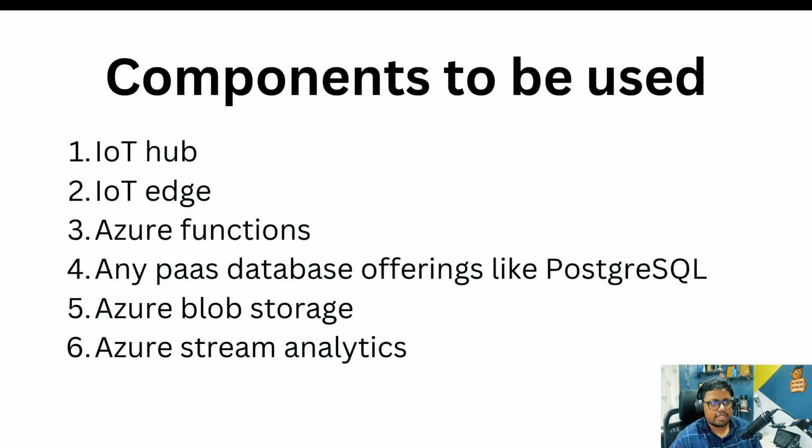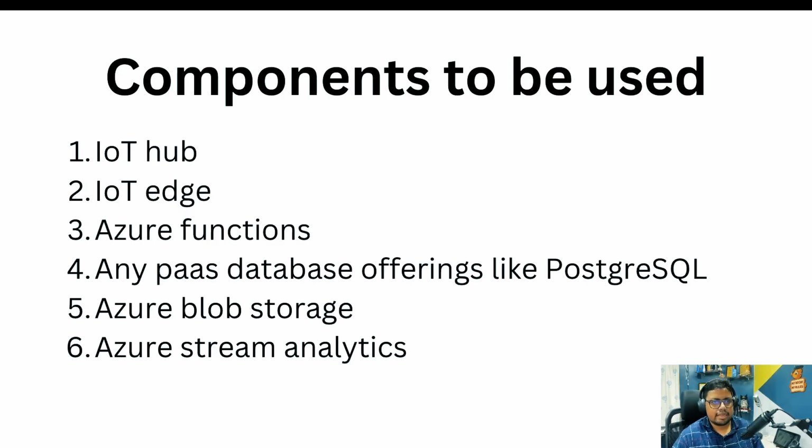The third part is Azure Functions. These are like microservices or blocks of code that get executed whenever certain events are available. The fourth one is any database offering like PostgreSQL or SQL, anything of that sort. The fifth one is again a storage offering by Azure, which is known as blob storage. And lastly, the sixth one is Azure Stream Analytics. So these are the components that we are going to use throughout this entire series.